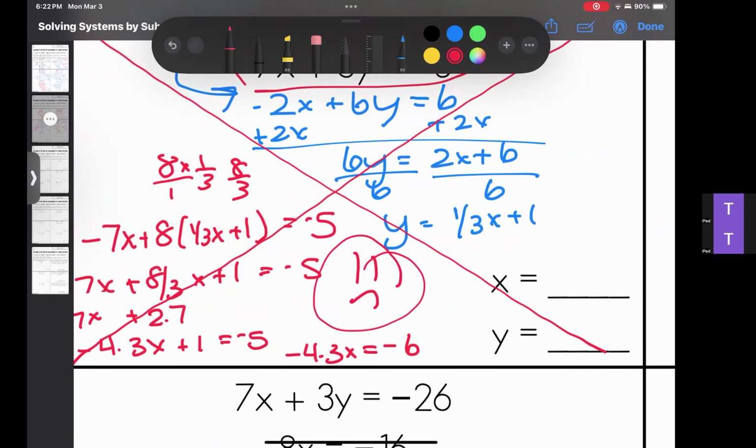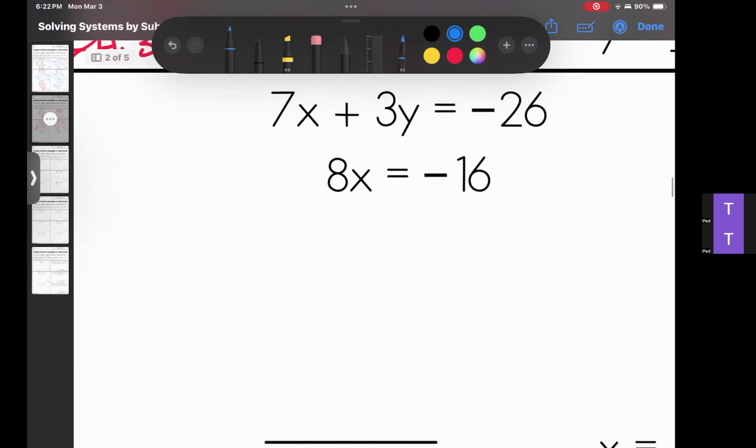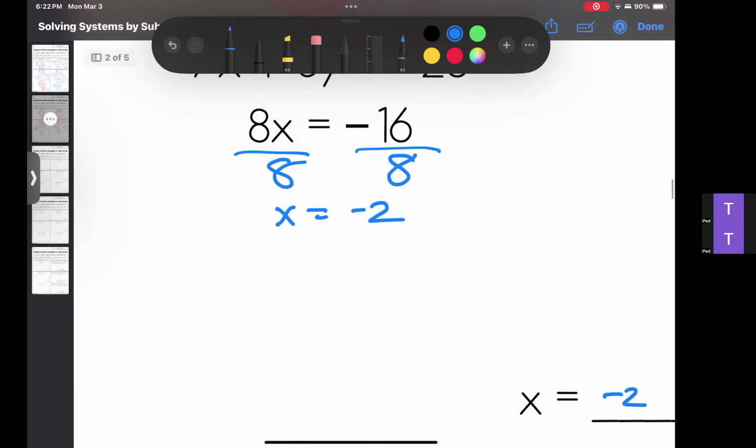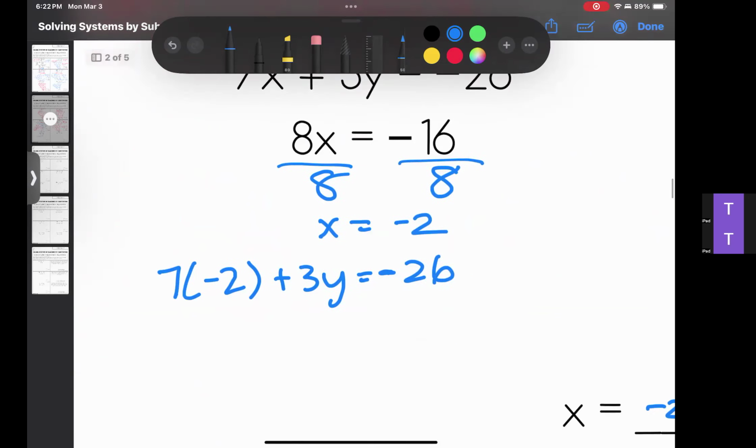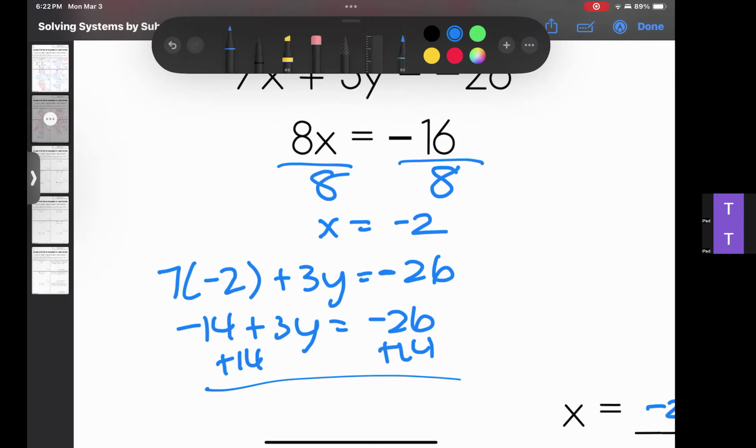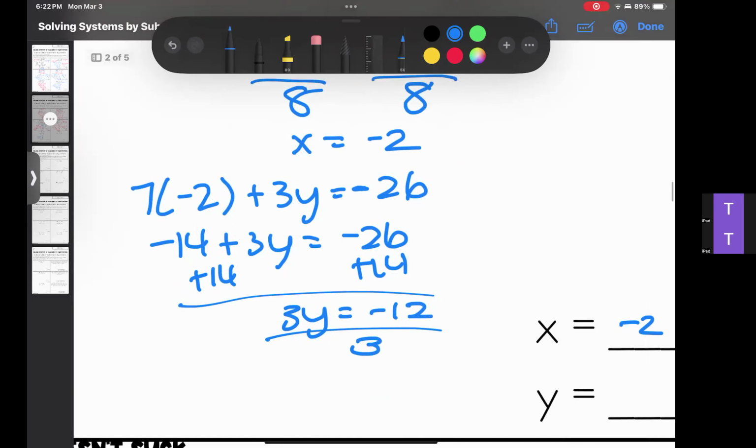This one is terrible. We are not going to do this one. I thought I got rid of all my decimals. That's a me problem. All right. Divide by 8, divide by 8. X is equal to negative 2. Cool, cool, cool. Let's take it up here. We have 7 times negative 2 plus 3y equals negative 26. Negative 14 plus 3y equals negative 26. Add 14. 3y equals negative 12. Y is equal to negative 4.